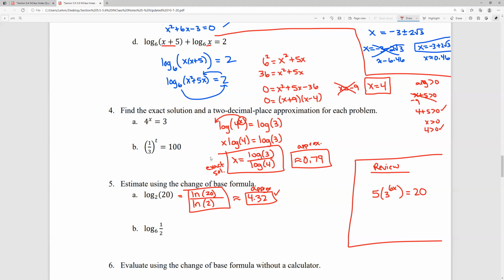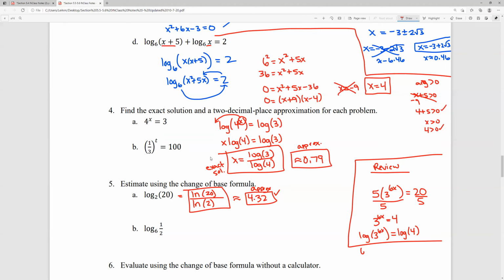If you are trying to solve for an exponent, you need to isolate that base first. So the first step on these, and we've talked about this a lot, that isolation technique, is you need to divide both sides by 5. So that would be 3 to the 6x equals 4. Now it's very similar to A. We're going to take the log of both sides so that we can pull that power to the front as a coefficient. That's how we get it out of the exponent.